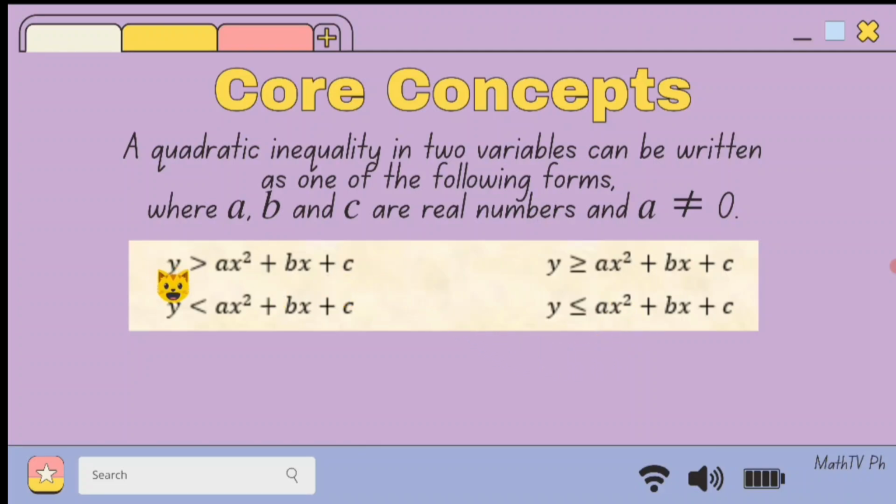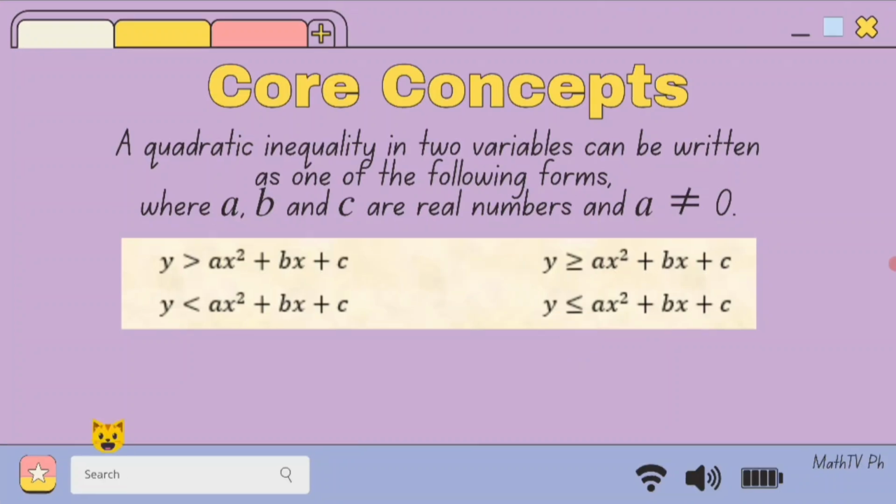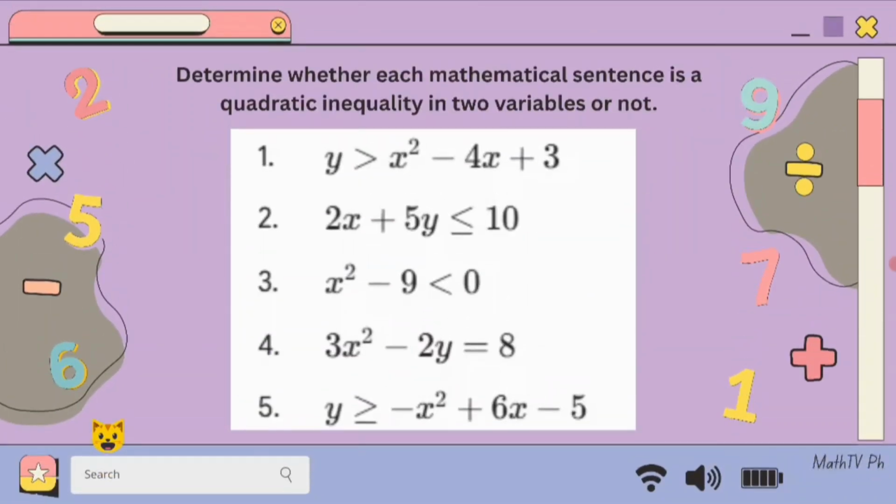Pwede nating isulat as y is greater than ax squared plus bx plus c. Pwede ring less than, pwede ring greater than or equal to, and less than or equal to, but not equal. Okay? Kapag equal na yung sign niyan, magiging quadratic equation na siya. So, yun lang yung pinagkaiba ng quadratic equation sa quadratic inequality. Now, for you to understand whether the given example is a quadratic inequality, let's answer these following examples.